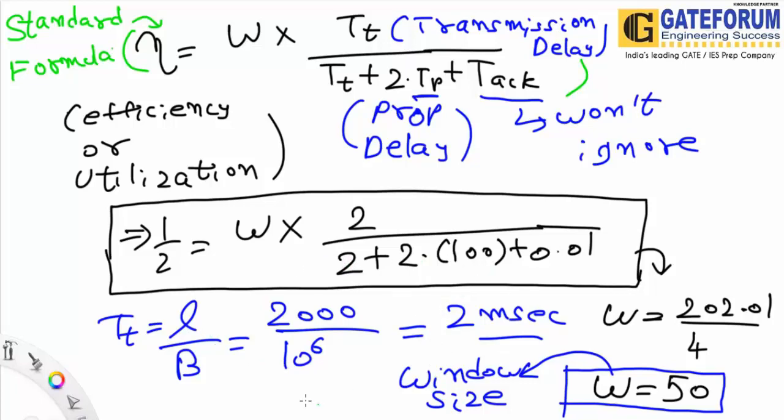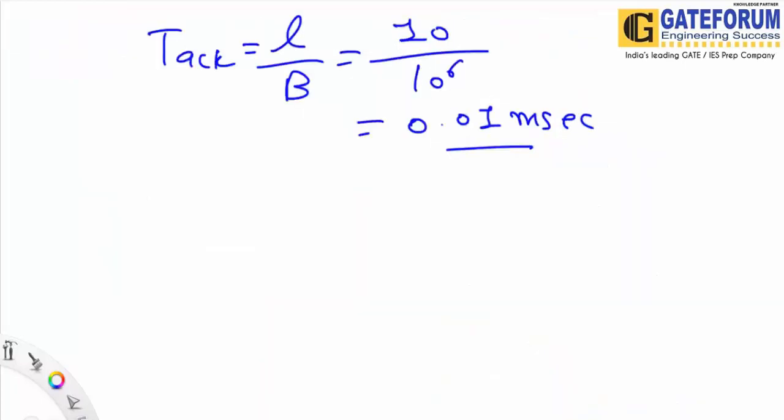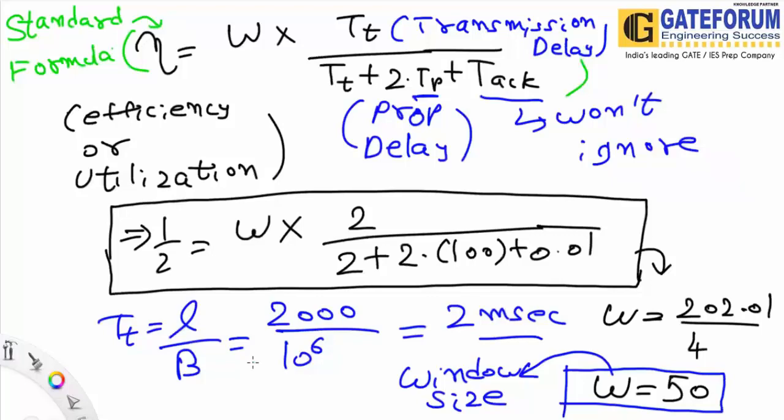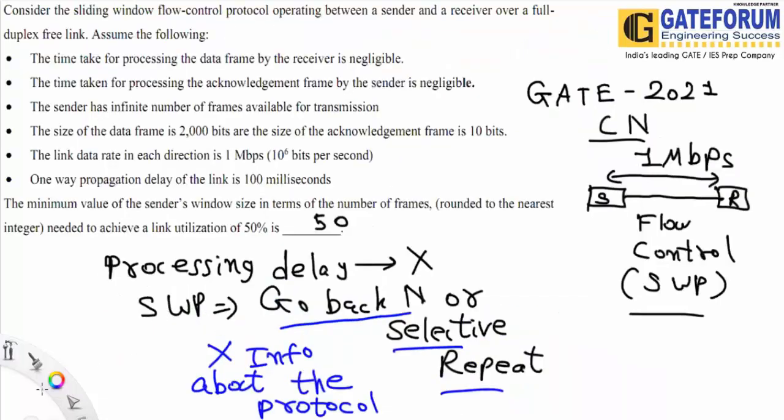We have done all the other calculations here, transmission delay, T acknowledgement, all the other calculations, and based on that, we got the final value as 50. So hope you understand this particular question. Kindly try to solve this once by yourself, and we will give you the new question's solution in the next or upcoming video.